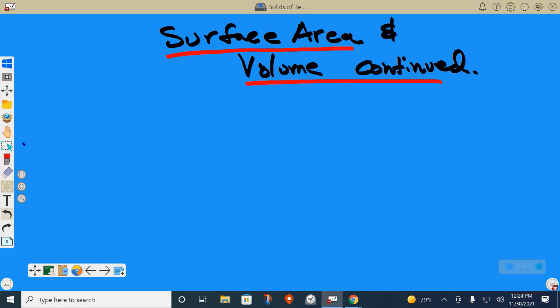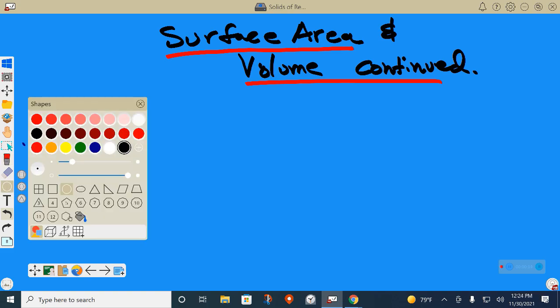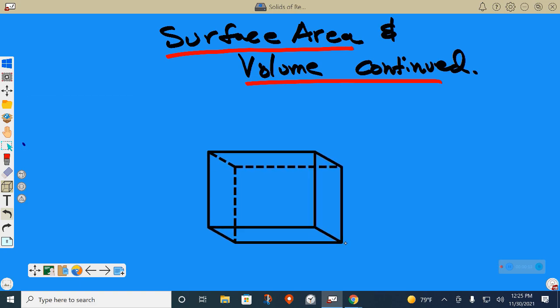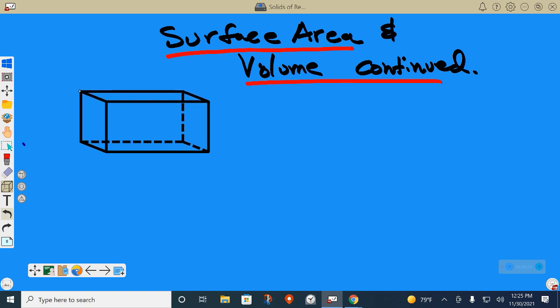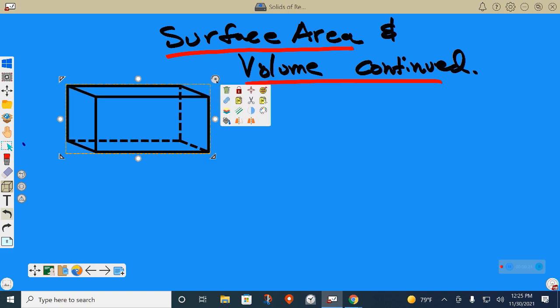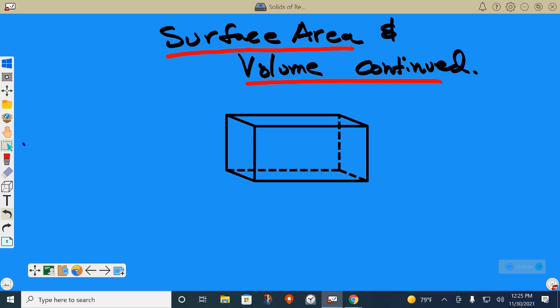So what I'm going to do is draw a prism. There you go. All right, there's a prism. Go ahead and draw one for yourself.